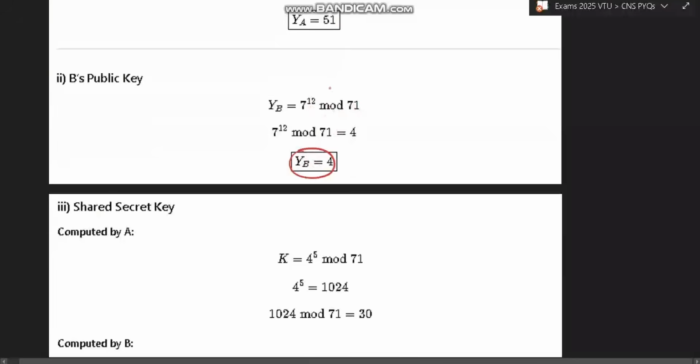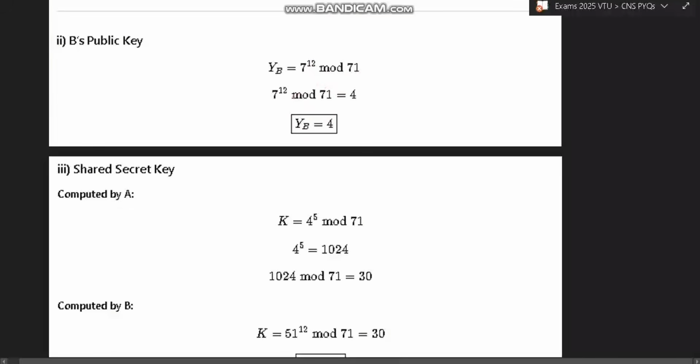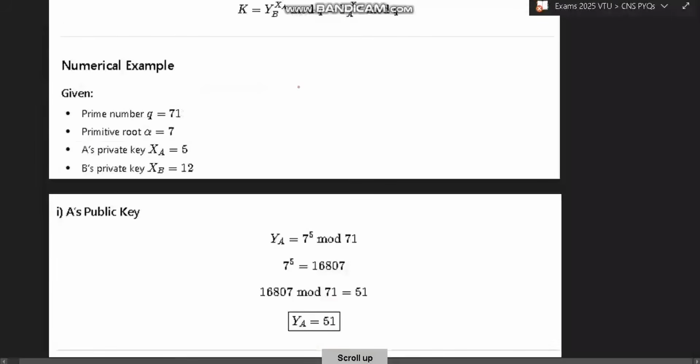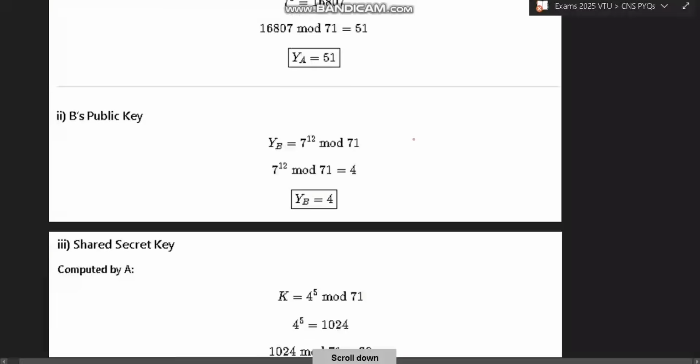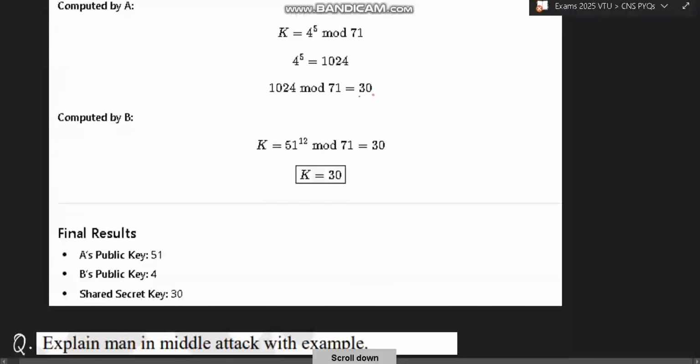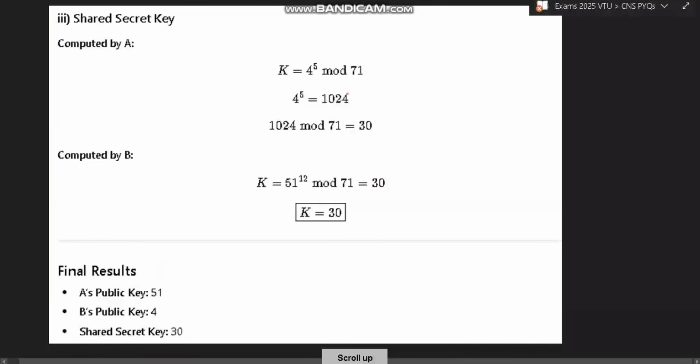YA and YB you have got. Find out the shared secret key, which is the K value. Okay, K value you can find out in any way. Either you can use this formula or you can use this formula. Both you'll get the same answer, but write both of them and calculate, otherwise you can still lose marks. Okay, so you know that the value is going to come the same, and the examiner also knows the value is going to come the same.